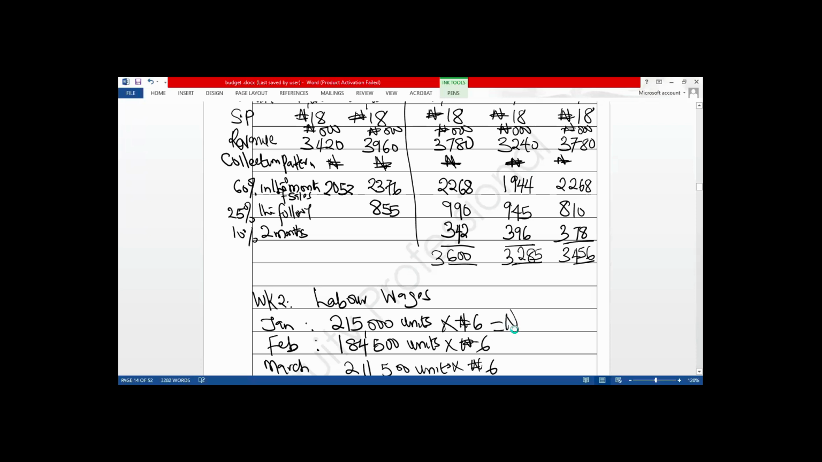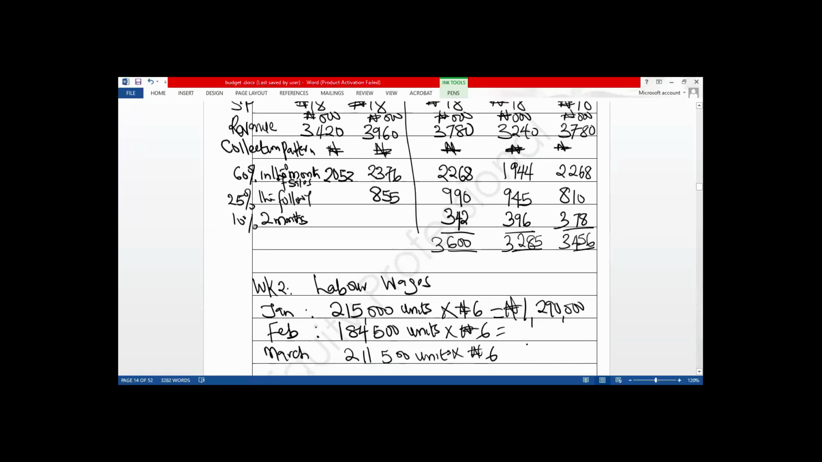What do you have here? 1 million, 290,000. Next. 1,107,000. Next. 1,269,000. So in the month of January, you are going to be paid 1,290,000.